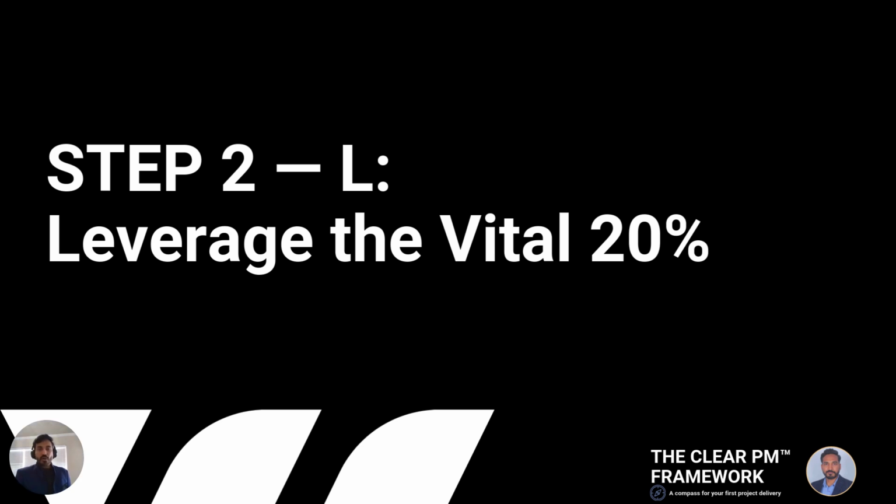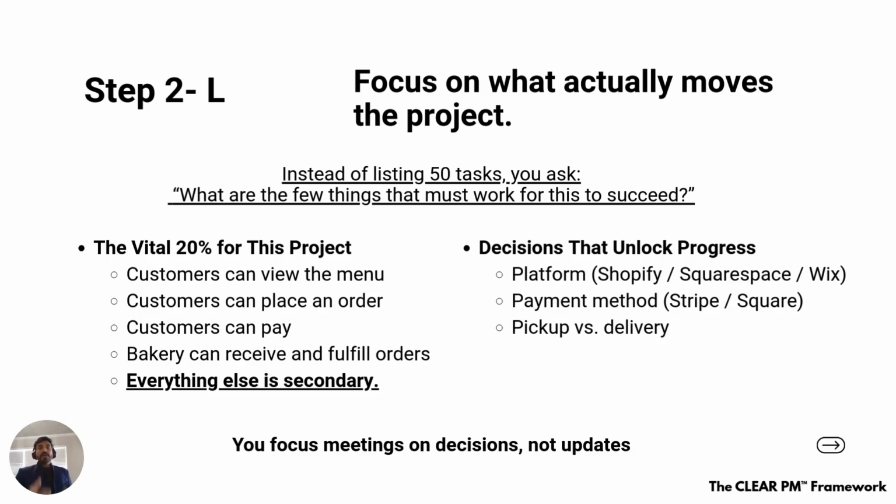So let me quickly run through what I'm thinking. Of course, we have not documented every single thing, so we can have a different thought process here. But based on the one statement that we discussed with the bakery owner, I am a customer. I can see the menu, I can place the order. That is my critical thing. The customer can pay, and the bakery can receive and fulfill the order. If I'm not able to do these three things, then my project will not be successful.